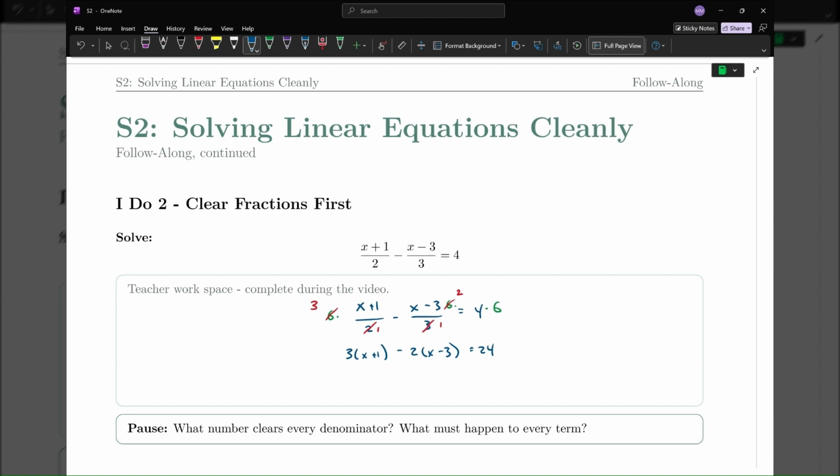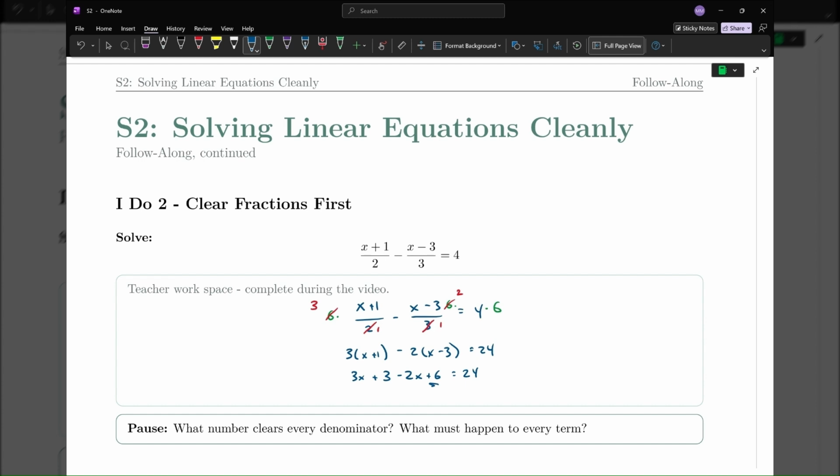So then again, I'm looking at this. I'm just going to distribute the brackets. So I see 3 times x, 3 times 1. Again, note this negative is going to be applied to both terms. So negative 2 times x, and negative 2 times negative 3 is the positive. That's the one we want to be careful with, equals 24.